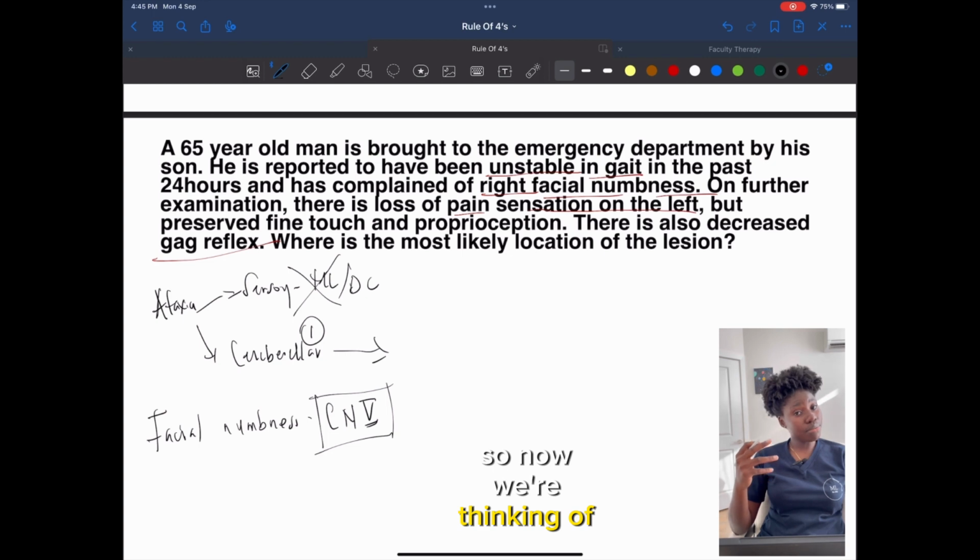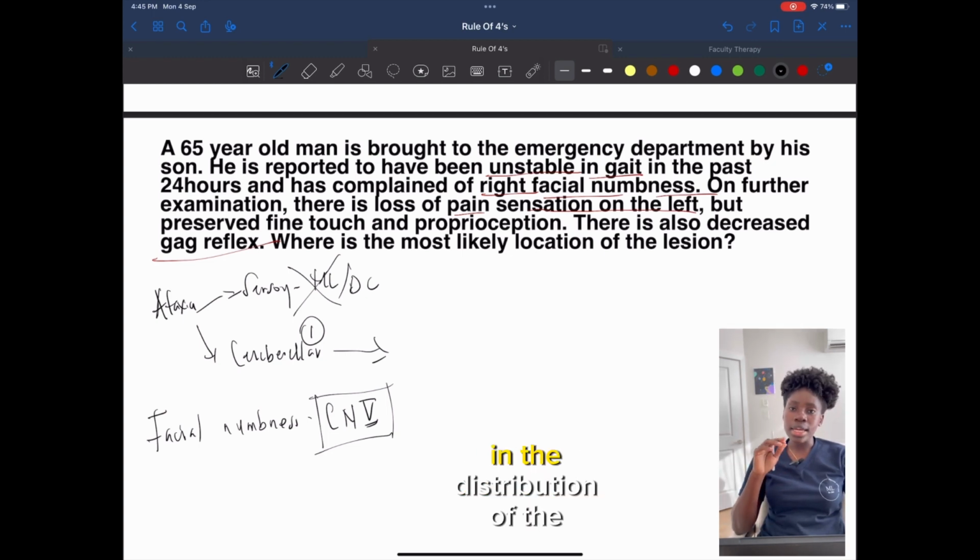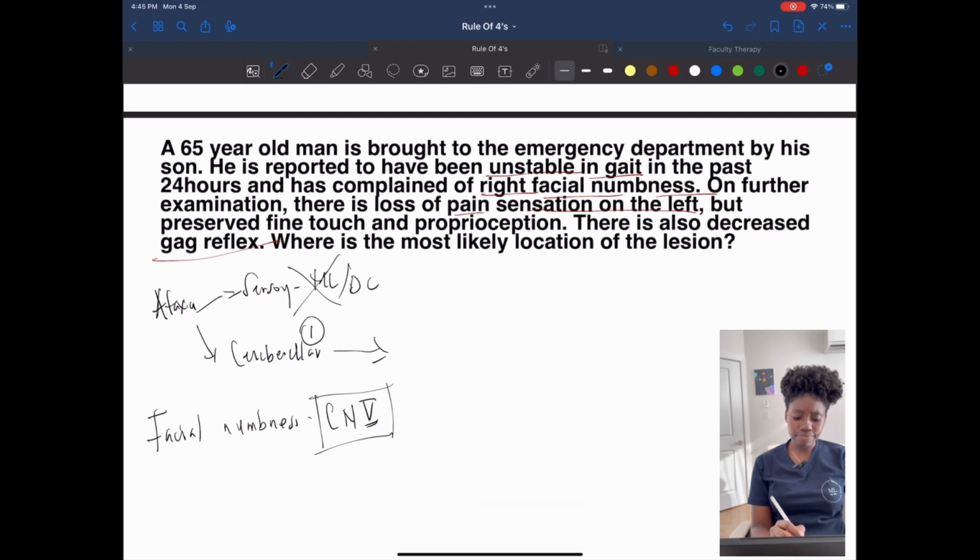So now we're thinking of brainstem strokes. We now have to decide where cranial nerve 5 is in the distribution of the brainstem cranial nerves, right? So remember, 1 to 4 is in the midbrain, 5 to 8 is in the pons, right? So now at this point, we're thinking pons, right? So we're just going to put a star there and think pons.